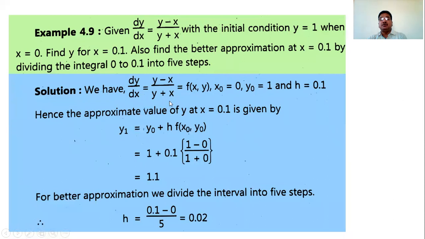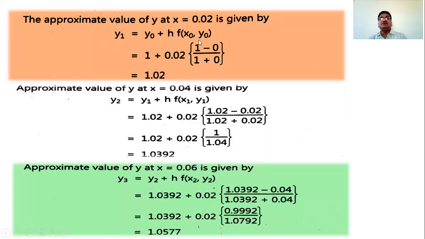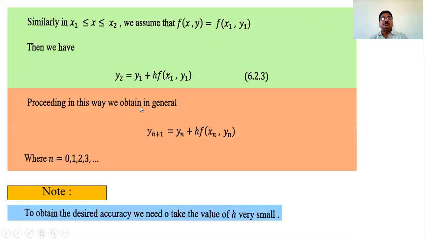So write (1 − 0) divided by (1 + 0). This is the value of f(x0, y0), and that is 1. So y1 is 1.02, and this is the value of y at 0.02. Then the value of y at 0.04 is given by this formula, y2. Put n equal to 1 now in this formula.